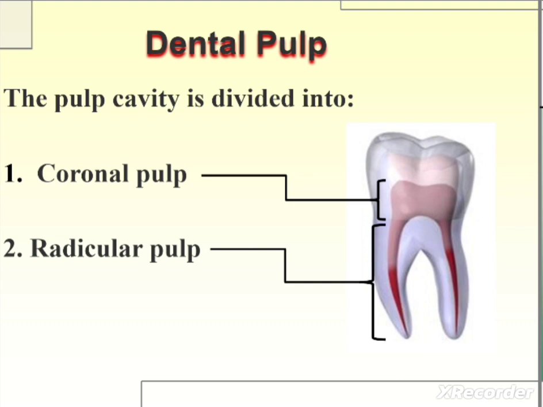So the pulp cavity is divided into two parts, coronal pulp and radicular pulp. The part above the CEJ or the cemento-enamel junction is the coronal pulp, whereas the part beneath the CEJ is the radicular pulp.